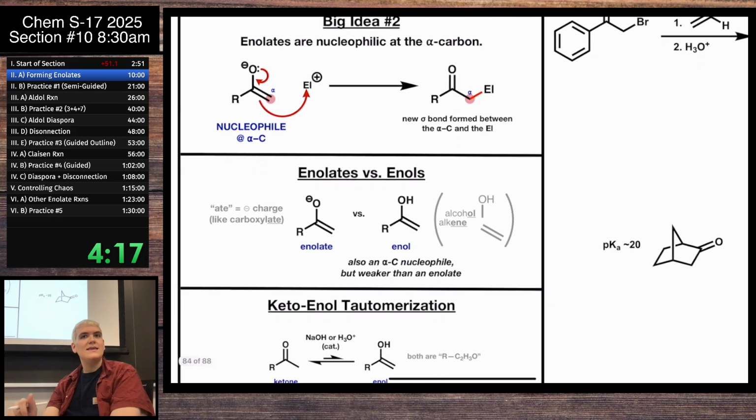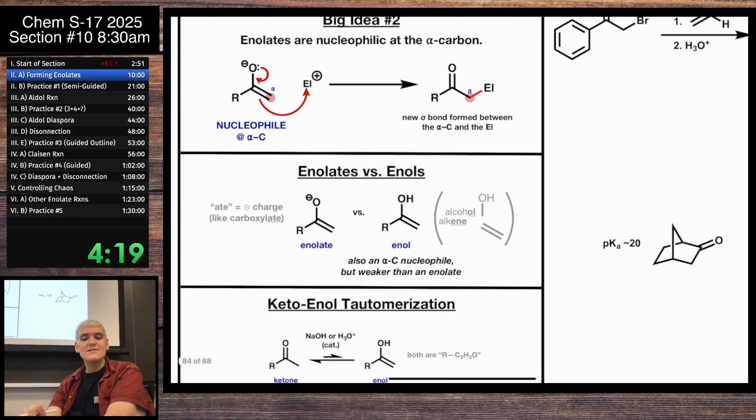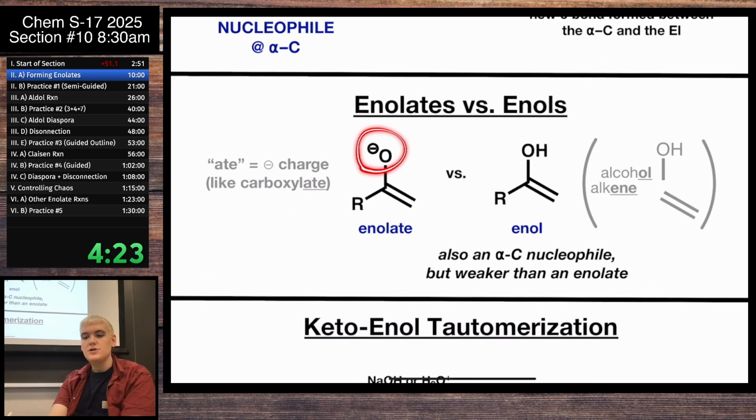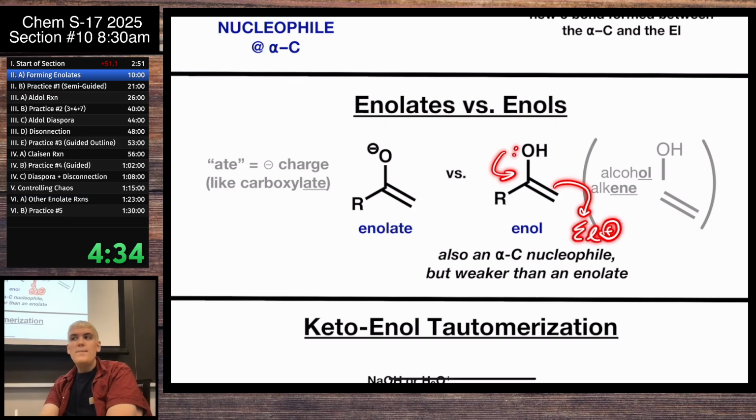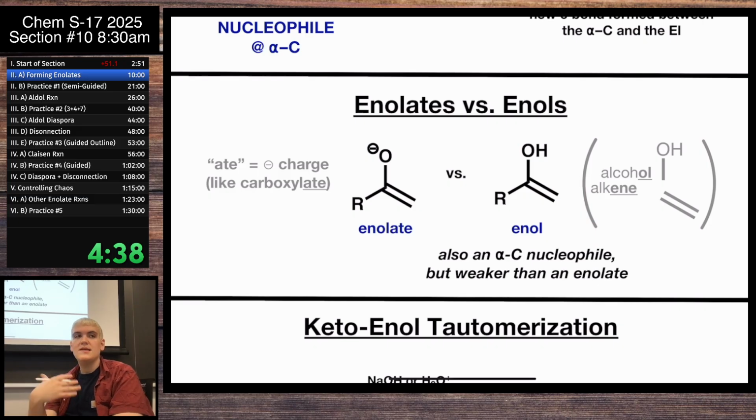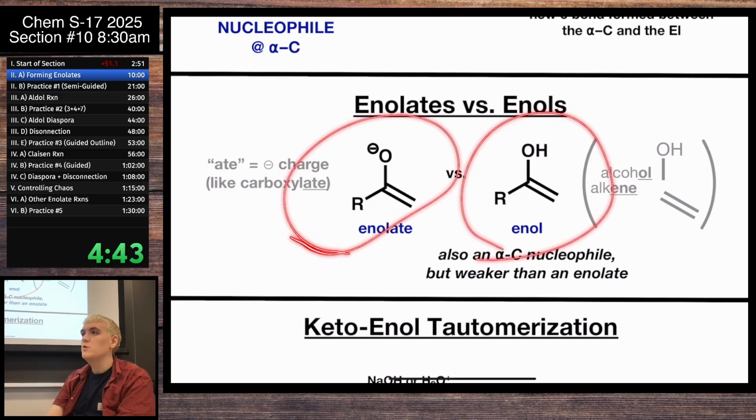One note, just like alcohols versus alkoxides, is enolates versus enols. Enolate is when it's negatively charged. Enol is when it's neutral. And an enol is also a nucleophile. It can also attack some electrophile, but it is not as strong of a nucleophile. So you can do this chemistry either in basic conditions where you'll be working with enolates, or acid conditions where you'll be working with enols.